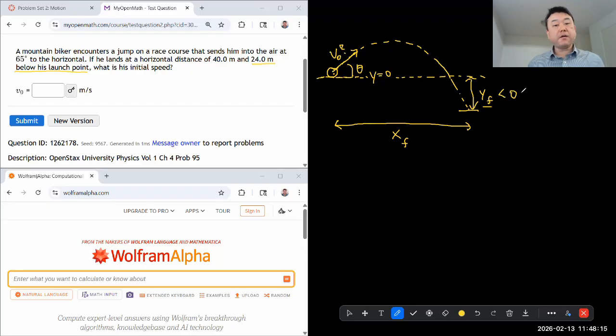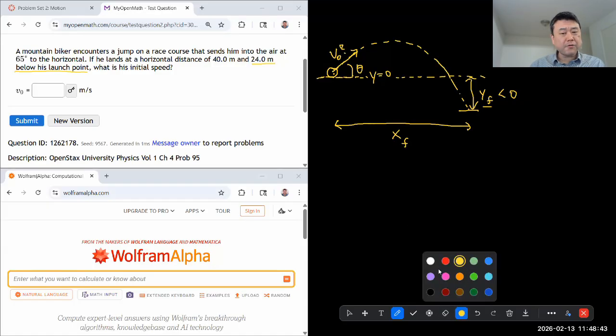Let this y final be a negative number. As I write my equations, I will keep that in mind. This particular symbol, y sub f, will represent a negative number, and I'll plug in the number minus 24 when I plug in the numbers. Whether quantities are negative or positive, you can make a choice. The main thing is to be consistent, and by consistent, I mean remember your choices. Don't make sign errors.